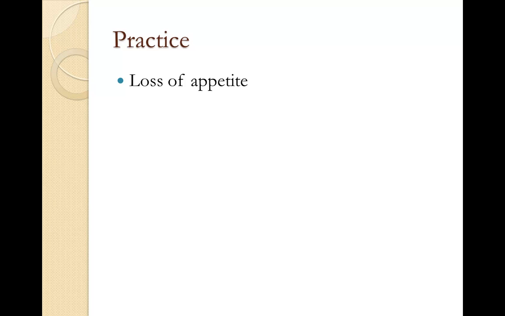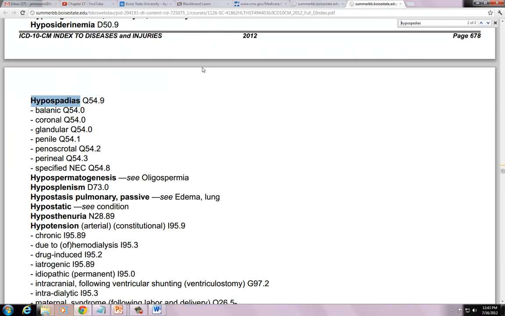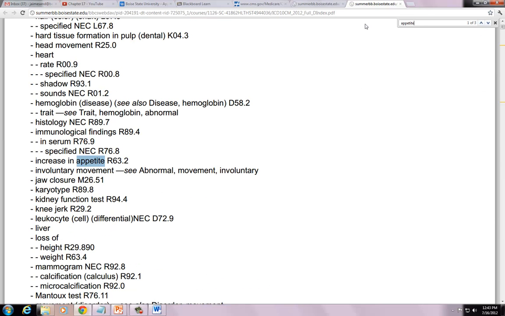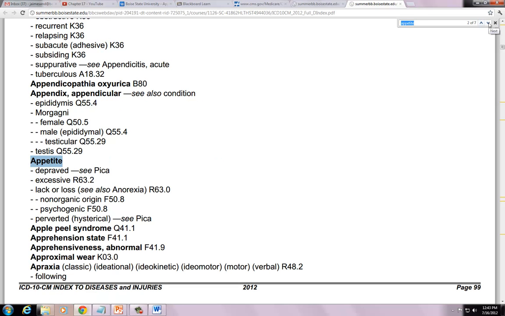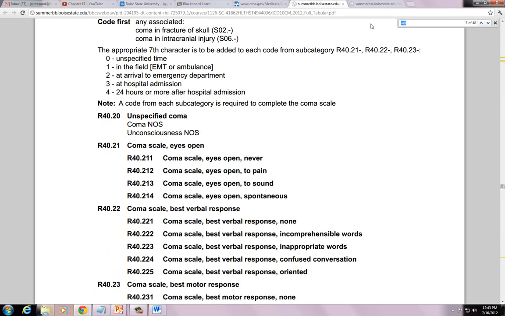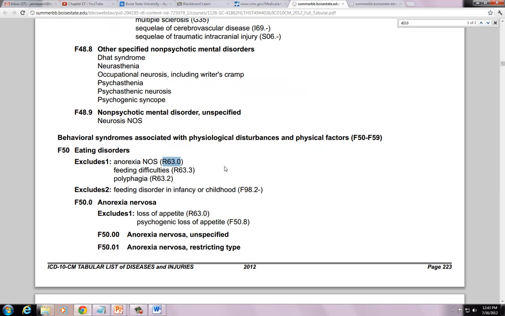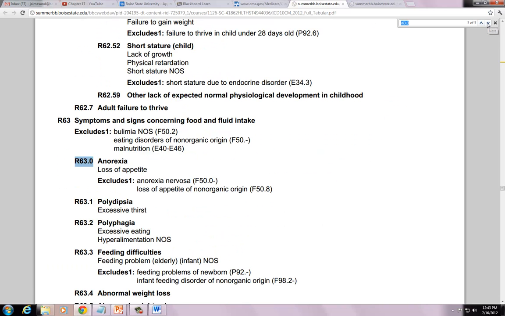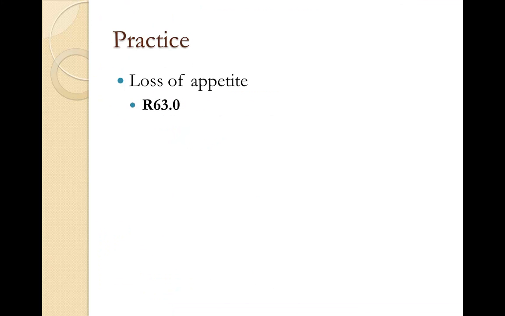And here's our practice question, loss of appetite. So let's take a quick look here. I'm guessing appetite appears less frequently than loss. So here's appetite, lack or loss. We get R63.0. Take a quick look at that. So here we're under symptoms and signs concerning food and fluid intake, anorexia, aka loss of appetite. Notice this is different than anorexia nervosa, which has a psychological component to it. So we get R63.0.